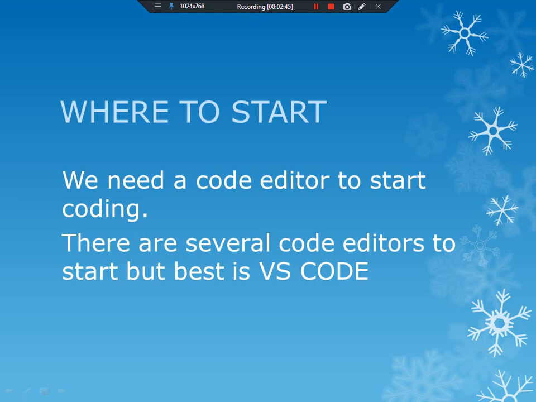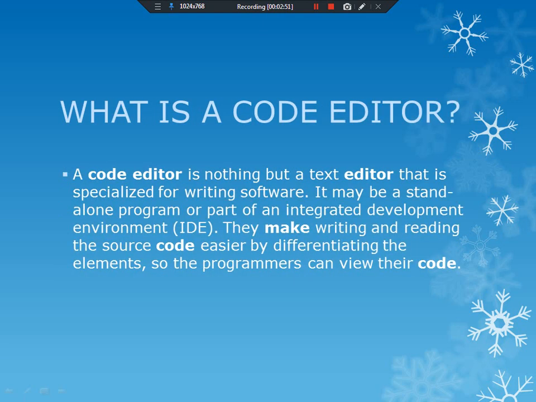Where to start? We need a code editor to start coding. There are several code editors to start, but the best is VS Code. What is a code editor? A code editor is nothing but a text editor that is specialized for writing software. It may be a standalone program or part of an integrated development environment, IDE. They make writing and reading the source code easier by differentiating the elements, so the programmers can view their code.